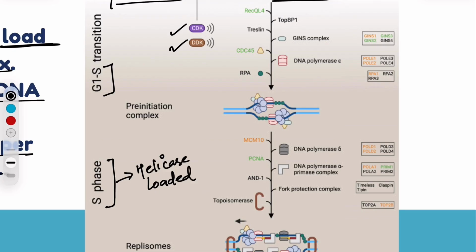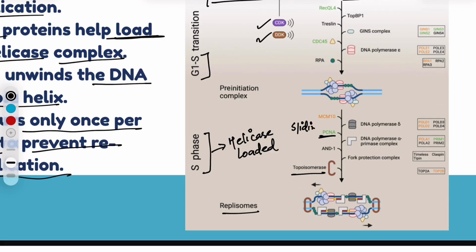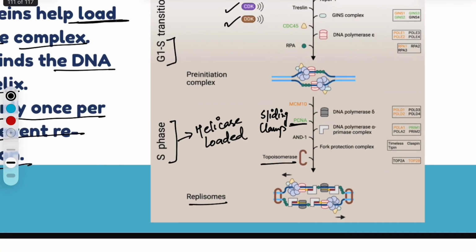Now in S phase, the helicases are activated. So this is a very important question from an exam point of view: at what phase of the cycle are helicases loaded? S phase is the phase. Here sliding clamps are there. These are also loaded, and initiation occurs only once per cycle to prevent re-replication. So this is a very important point in eukaryotes. Replisomes are formed at the initiation phase till now. So step 1 of initiation is done.